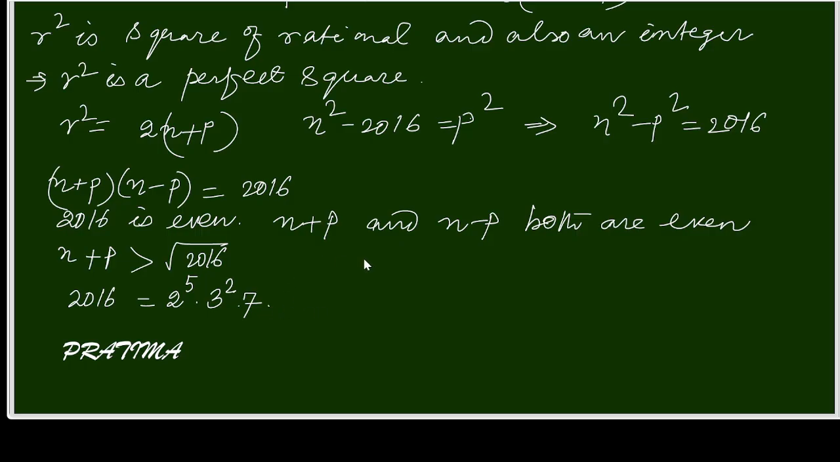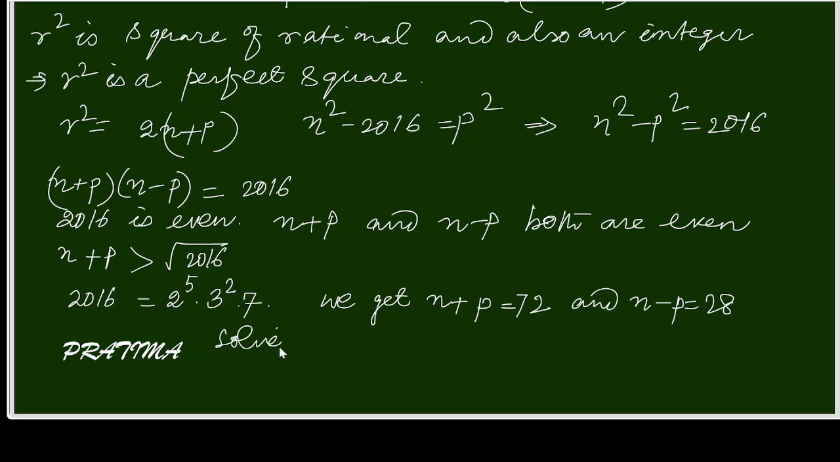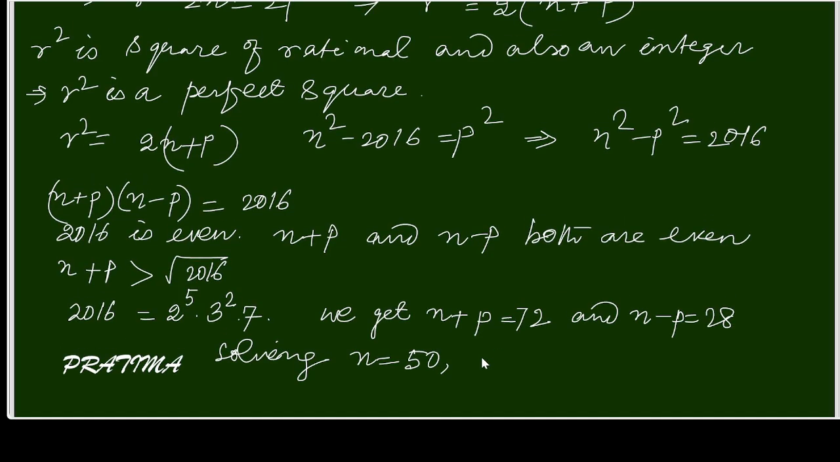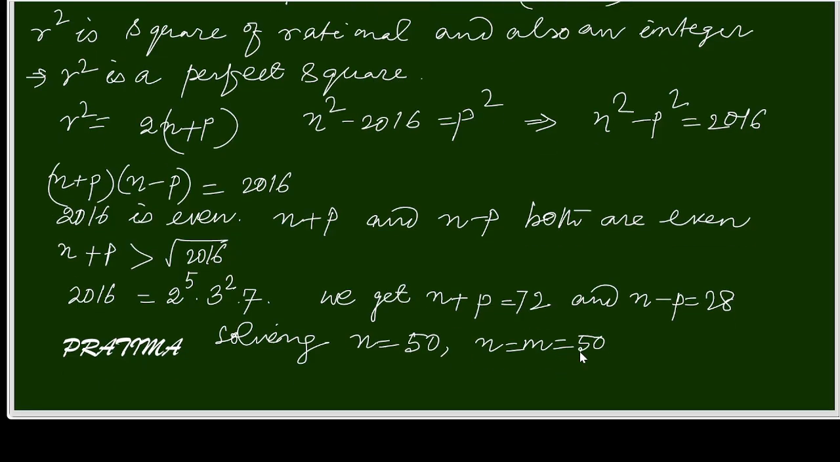Now, applying our common sense, for n plus p and n minus p, both even, n plus p must be 72 and n minus p equals 28. We get n equals 50, and as n was equal to m, here there is one solution for m and n.